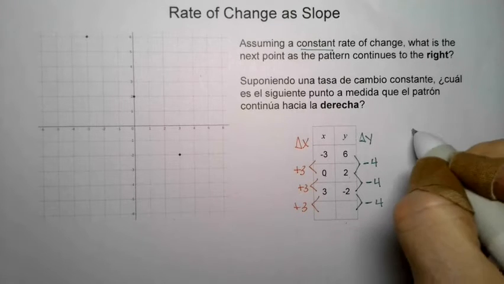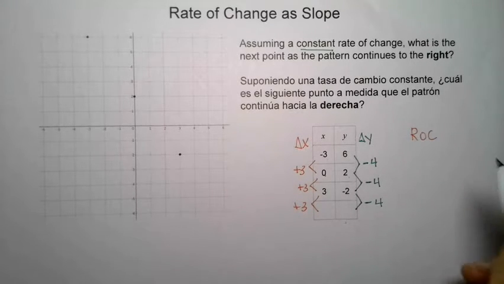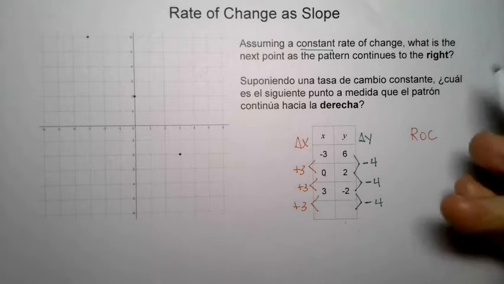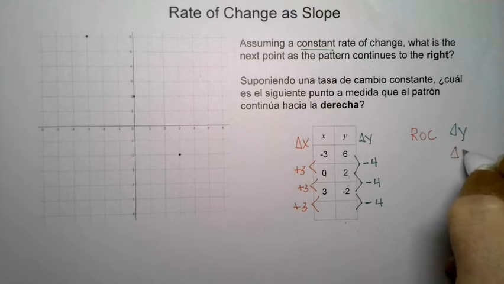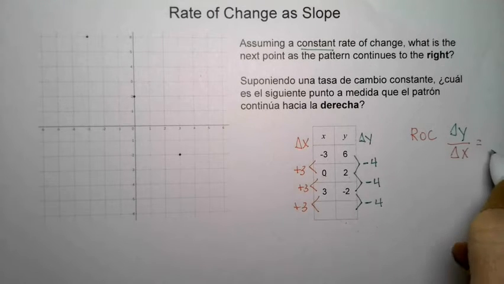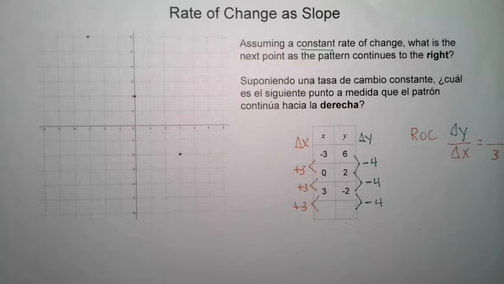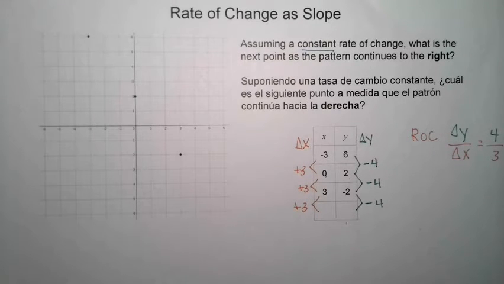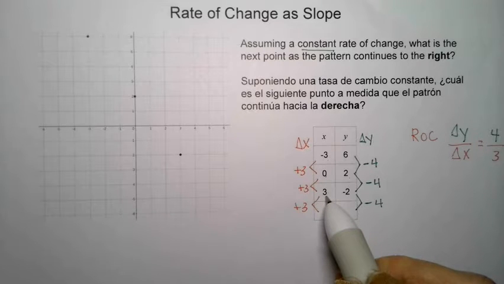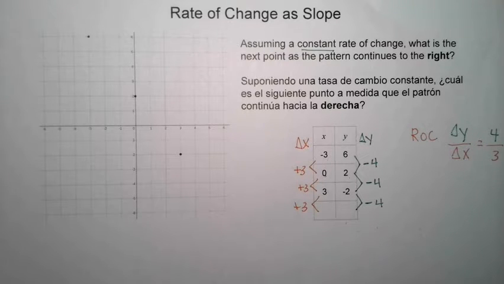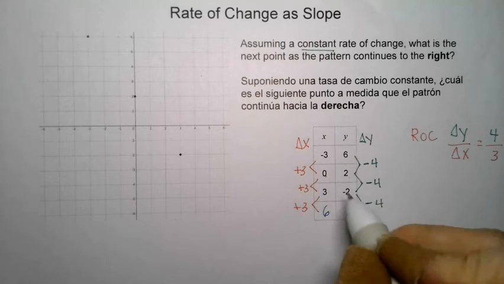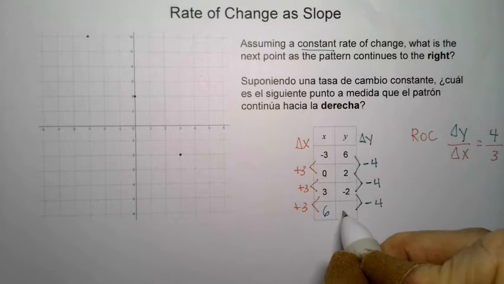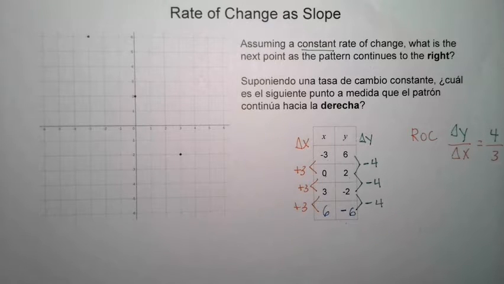So we talked about the rate of change being the change in y over the change in x. So in this case, it is going to be -4/3. And if I'm adding 3 here, my next value would be 6. And if I'm decreasing or subtracting 4 here from -2, it's going to be -6.